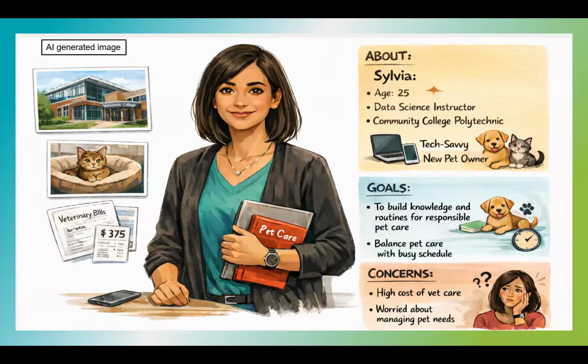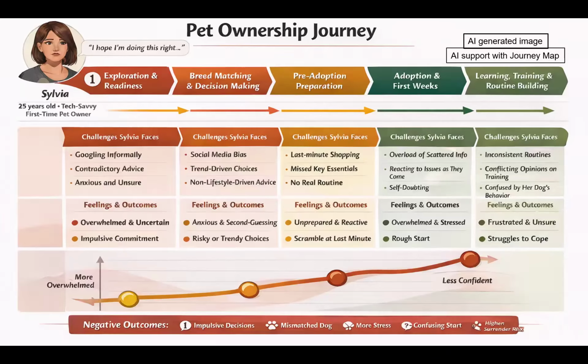So now let's talk about our persona, which is Sylvia. She's a 25-year-old data science instructor. She's a tech-savvy new pet owner, and we think of her as an extreme user, which means she kind of stands out as different. So her goals are to build knowledge and routines for responsible pet care, balanced with a busy schedule. Her concerns are the high cost of vet care and worry about managing her pet's needs.